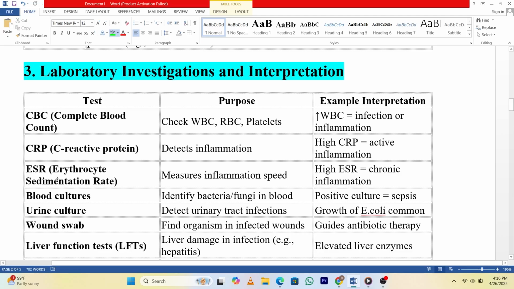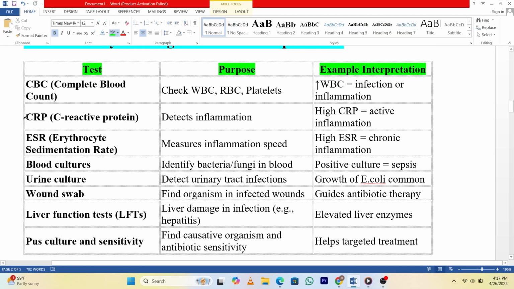Test, purpose, example, interpretation. CBC, complete blood count, checks WBC, RBC, platelets. High WBC equals infection or inflammation. CRP, C-reactive protein, detects inflammation. High CRP equals active inflammation. ESR, erythrocyte sedimentation rate, measures inflammation speed. High ESR equals chronic inflammation.